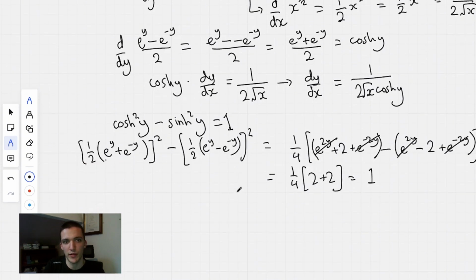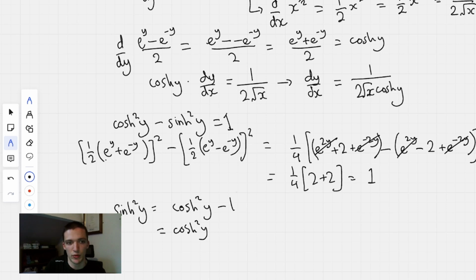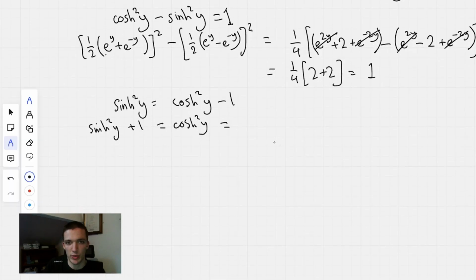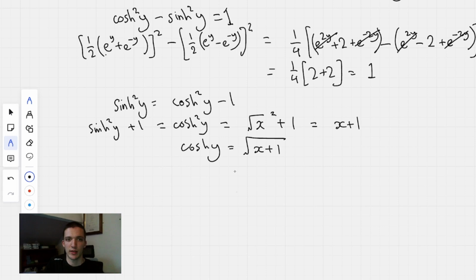Now, this means that cosh squared y is equal to sinh squared y plus 1, which we know that sinh y is equal to root x, so that's going to be root x squared plus 1, which is simply x plus 1. Therefore, cosh of y is going to be the square root of x plus 1, like so.